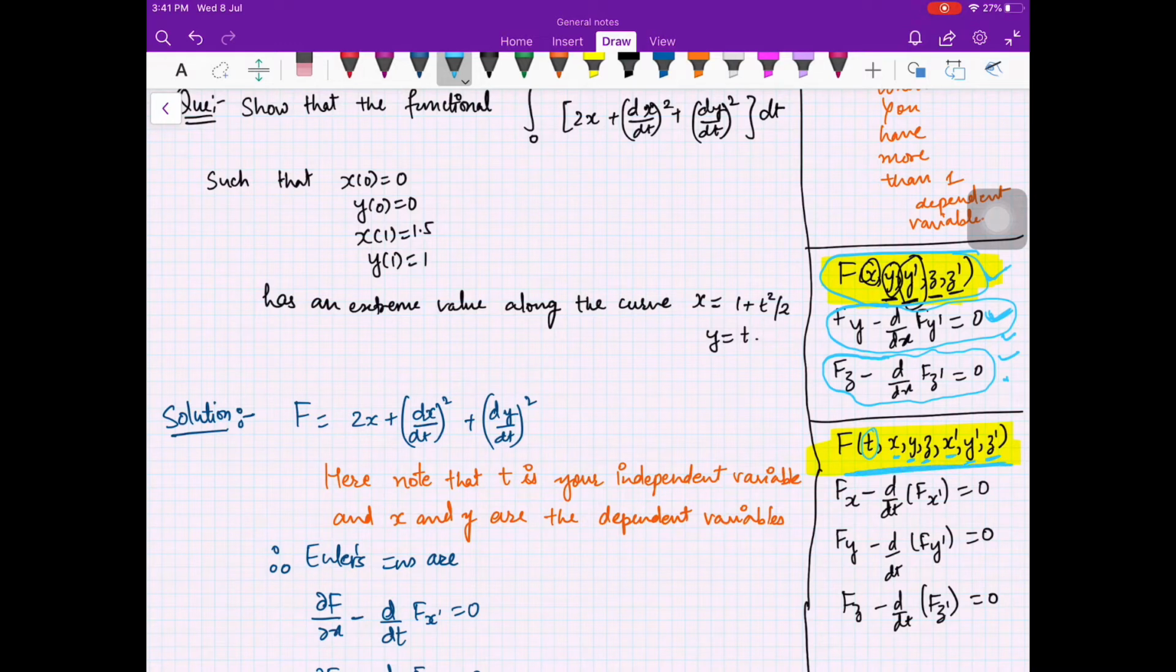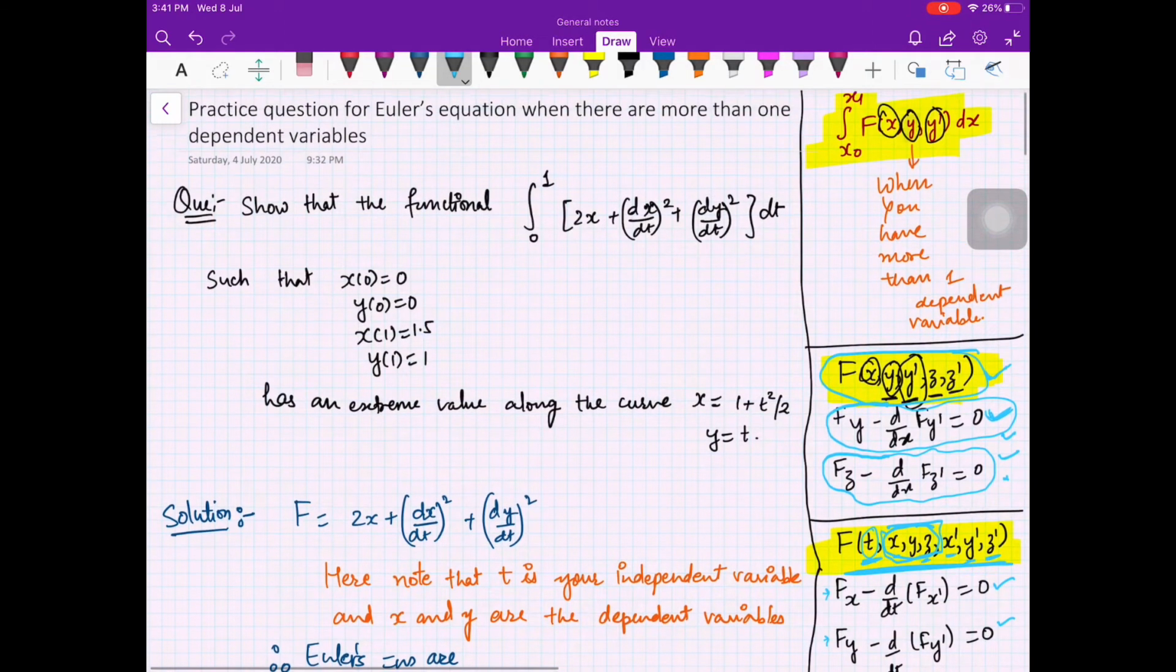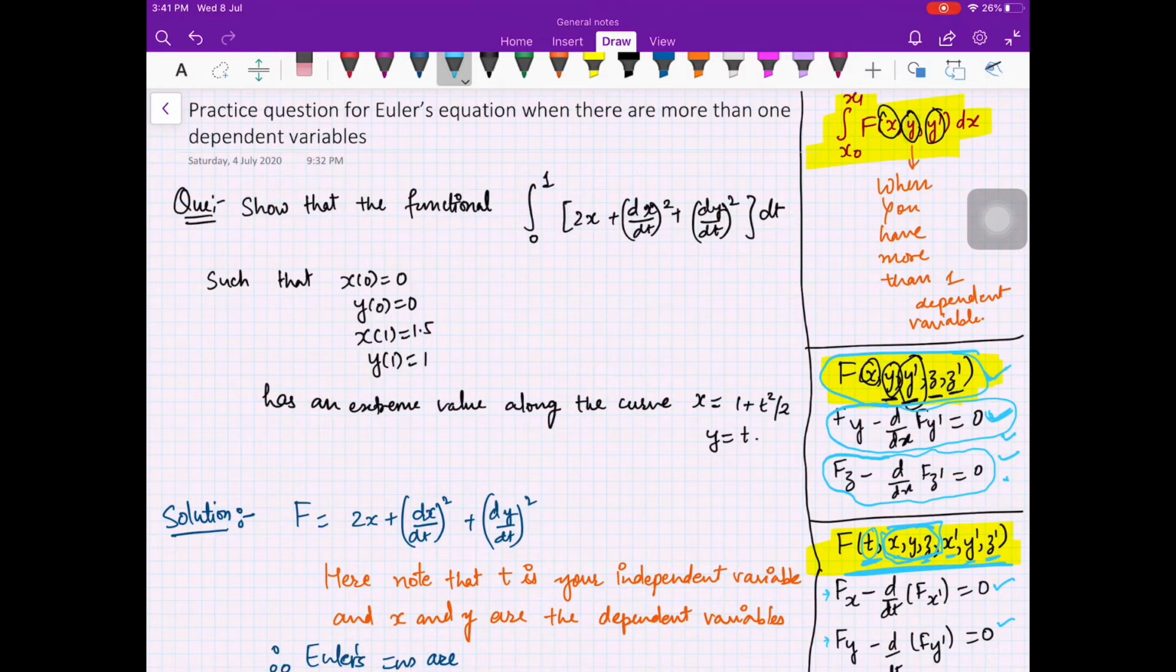Similarly, when you have three dependent variables, like here x, y, z, then you have three simultaneous equations which you have to solve, one for each variable. For example, here t is your independent variable, x, y, z are the dependent variables. So for x you will write one equation, for y one equation, and for z one equation, and so on. If you have n dependent variables, you can write n corresponding equations and solve them. So I will start with the practice directly. We are not going into the proofs because that is the idea of the summary videos.